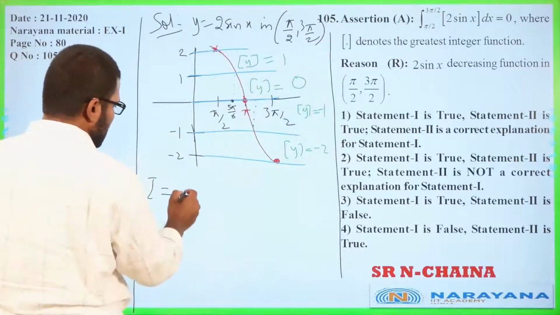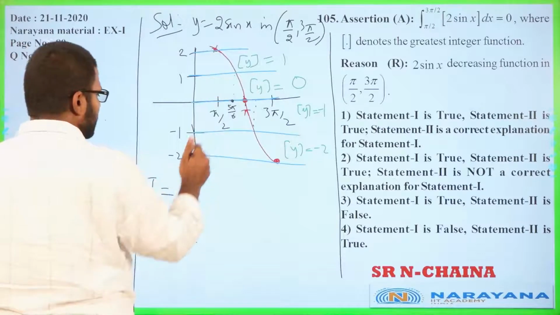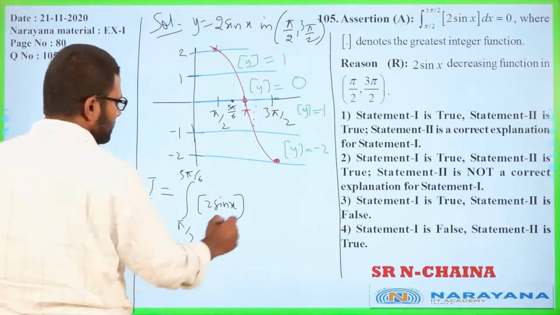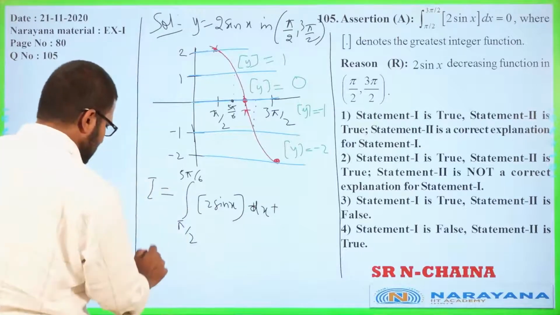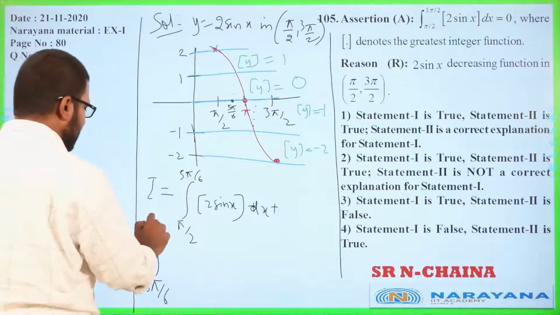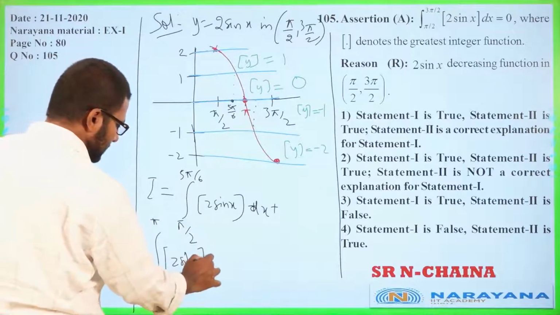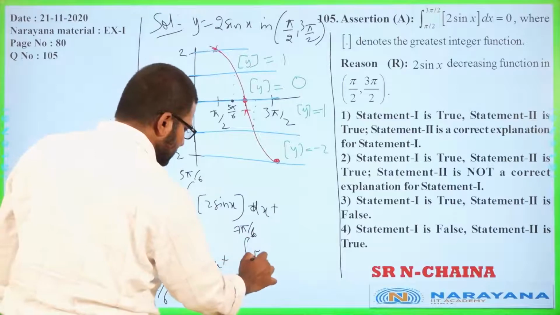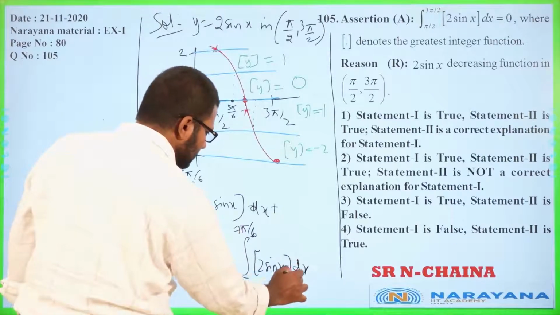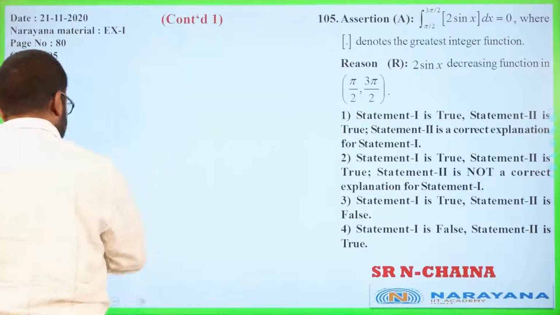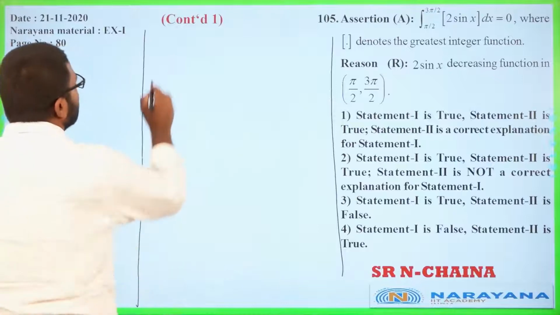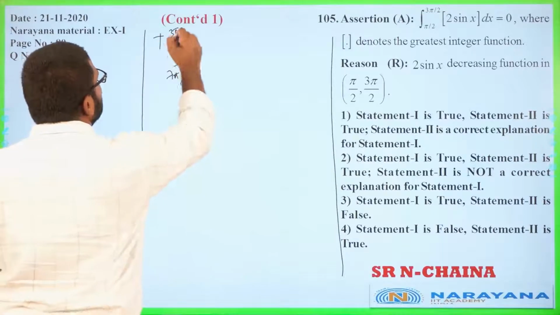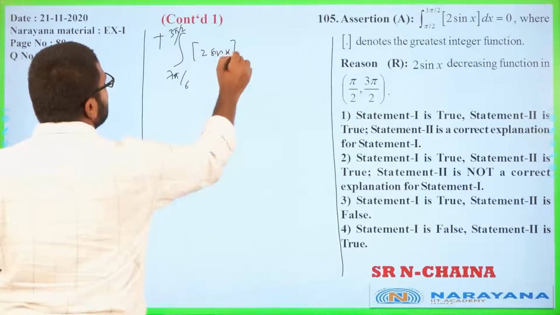So just be a bit careful. I will be integral pi by 2 to 5 pi by 6, step 2 sin x dx, then integral 5 pi by 6 to pi, step 2 sin x dx, then integral pi to 7 pi by 6, step 2 sin x dx, and then one more term remaining, plus integral 7 pi by 6 to 3 pi by 2, step 2 sin x dx.